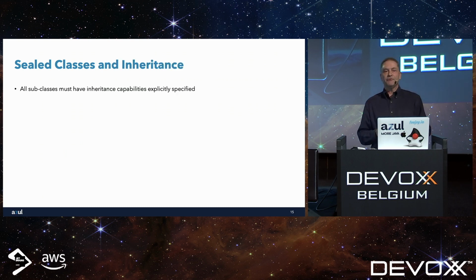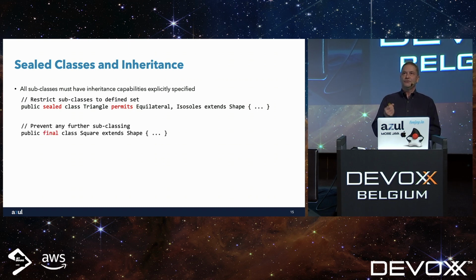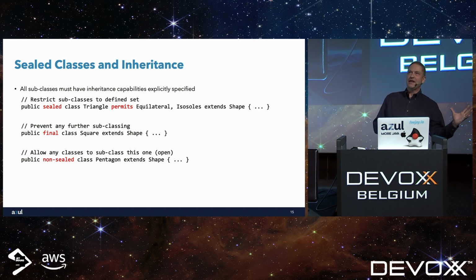Now, the other thing that's important here is that all of the subclasses of your sealed class must explicitly state their inheritance capabilities. 3 different ways of doing that. First is to continue having a sealed class and provide another permits clause of further subclasses. So we can say sealed class triangle permits equilateral and isosceles. We could make the subclass final so that we can have no further subclassing of it. That's easy enough. And then we have the non-sealed class. This is where we're effectively turning off sealing so that we can have anybody subclassing, in this case, pentagon.